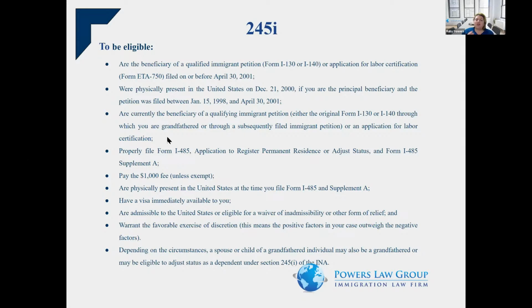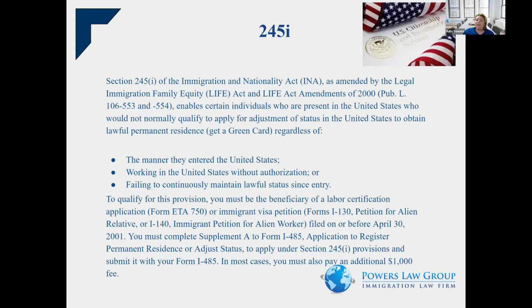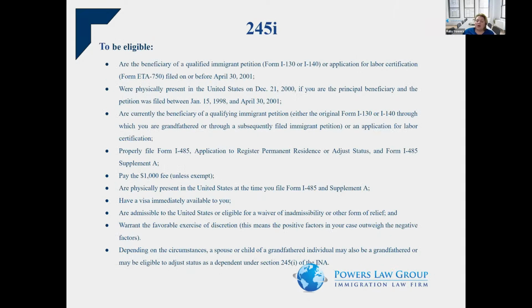So number 3 is you're currently the beneficiary of a qualifying immigrant petition. So you get what I'm saying? Maybe use some old petition for the 245I part, and that allows you to overcome having entered illegally, worked without authorization, or what was the other one? Failing to maintain your status. But then you need to have your visa available. And it could be another way. It doesn't have to be the same petition, right?